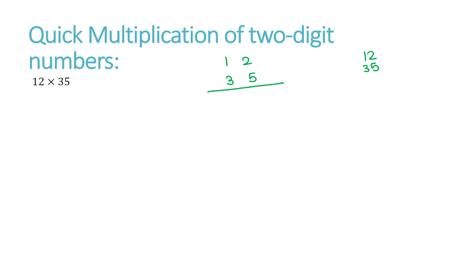So how am I going to multiply this? There are 3 steps to follow. The first step is to multiply the last digits. That is nothing but 5 2s are 10 that you used to do in your normal multiplication. I write 0 and 1 is carried.